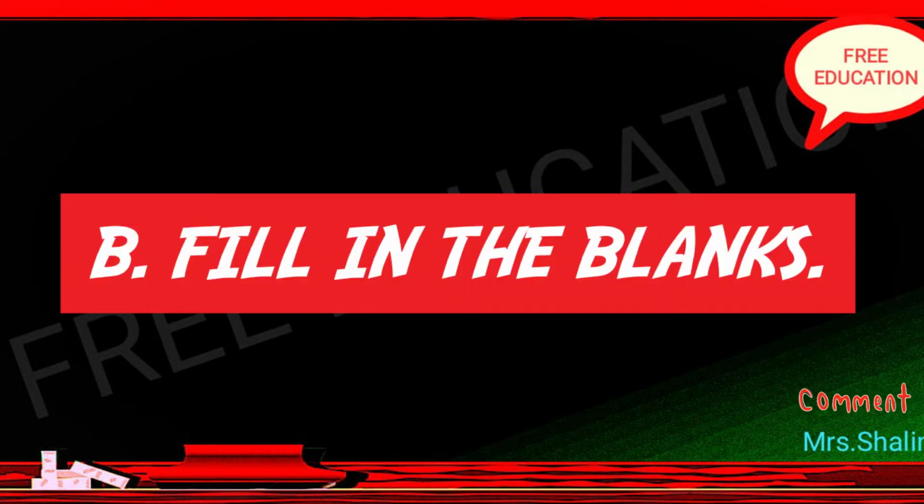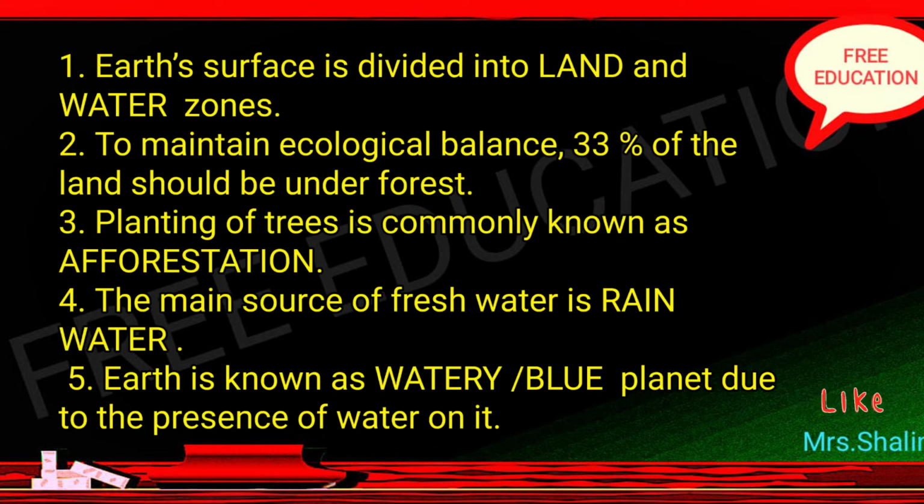Next question is B. Fill in the blanks. 1. Earth's surface is divided into land and water zones. 2. To maintain ecological balance, 33% of the land should be under forest. 3. Planting of trees is commonly known as afforestation. 4. The main source of fresh water is rainwater. 5. Earth is known as watery, blue planet due to the presence of water on it.